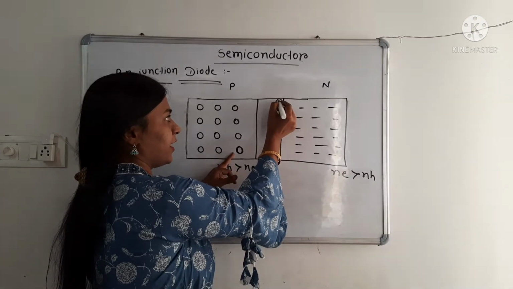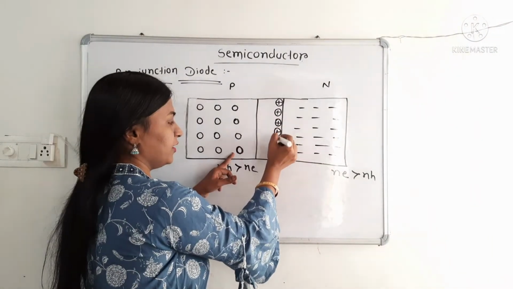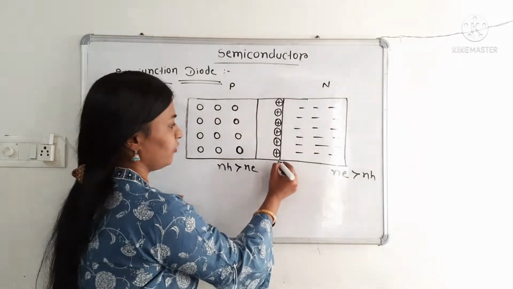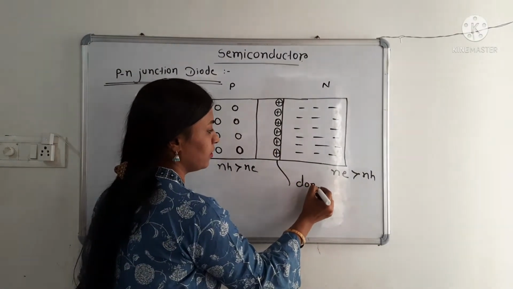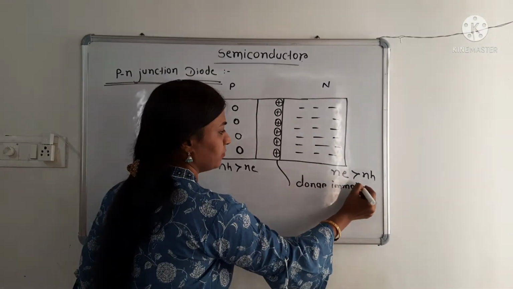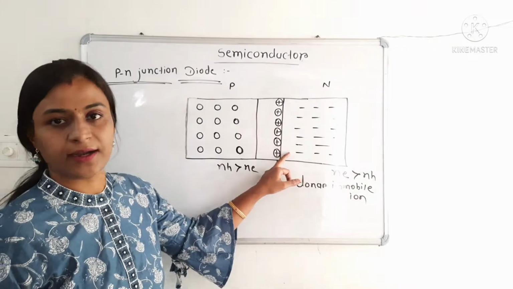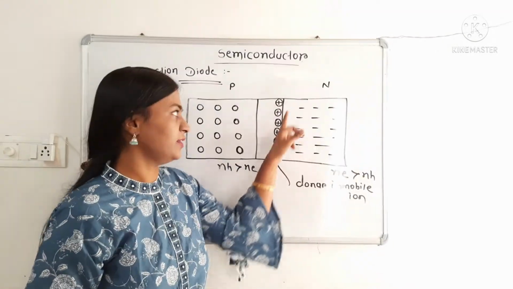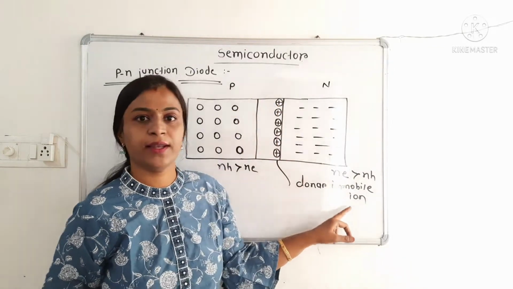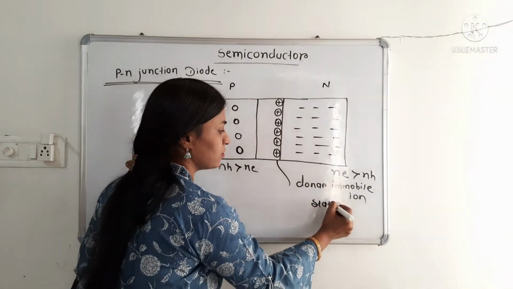These holes are attracted towards the electrons and they recombine with each other. These electrons and holes recombine and here form donor immobile ions. These holes are attracted towards electrons, and at the junction these electrons and holes recombine and form donor immobile ions, which are stationary. Immobile means these are stationary ions.